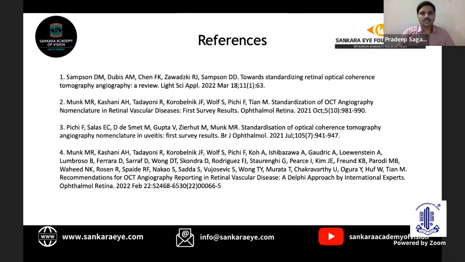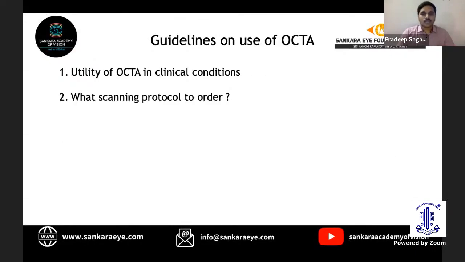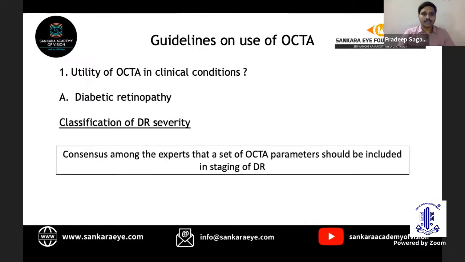So my presentation is mainly based on a few attempts, a few articles which have tried to standardize the OCTA nomenclature in different retinal conditions. First, I will be discussing the guidelines on use of OCTA, the utility of OCTA in clinical conditions, and what protocols to order. So among the clinical conditions, the most common would be diabetic retinopathy.